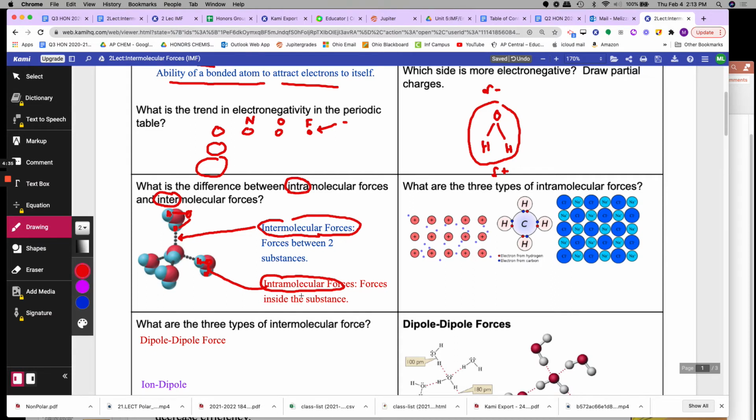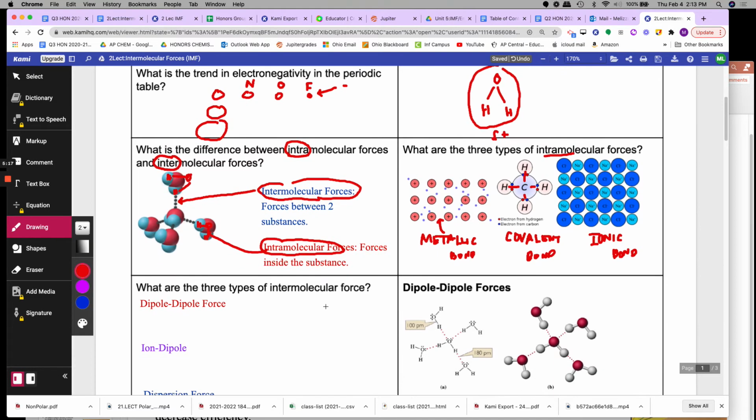So let's talk about intramolecular forces. What are they? Well, here they are. The first one is a covalent bond. That's an intramolecular force. In this example, you have a covalent bond between the C and the H where they're sharing electrons. Another intramolecular force is a metallic bond, shown here. It's the bond inside the substance itself. Another intra is an ionic bond. So the bonds that we learned in first semester, ionic, covalent, metallic, are all intra.